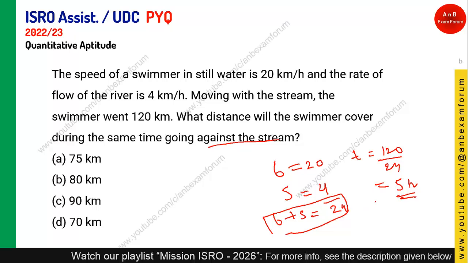Again, you just need to calculate the downstream, right? So what would be B minus S? B minus S would be 16. Just subtract it: 20 minus 4 is 16, and you got the upstream value. You have the time duration, so you can calculate the distance. Distance equals speed into time. Speed is 16, time is 5, so 16 multiplied by 5 is 80 kilometers. So 80 kilometers is the right answer.